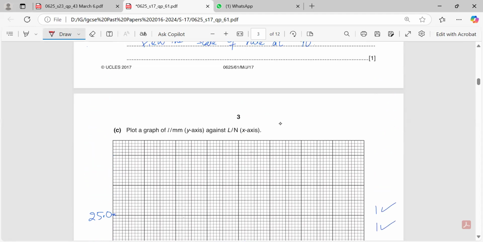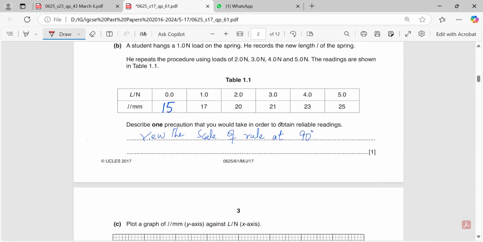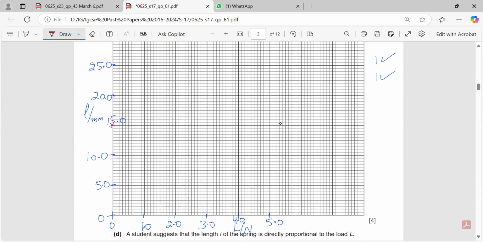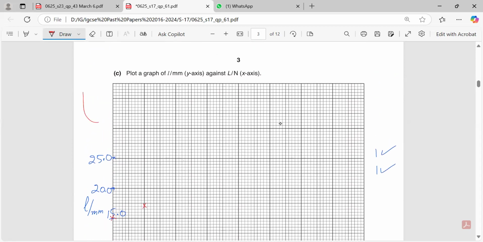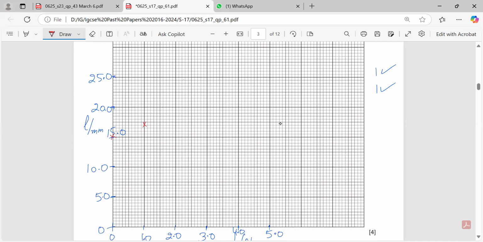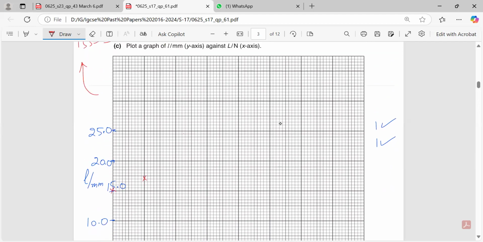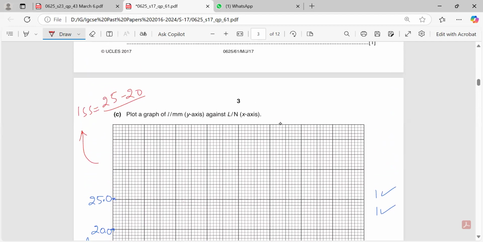Then at 1 Newton it is 17. So 17 means, see, this is 15, this is 16, and here this is 17. Why? Please see the one small square here, my dear friends. We can make it like 25 minus 20, or even 5 minus 0, or even 15 minus 10: the difference of the two consecutively marked values on the y-axis over the number of divisions.